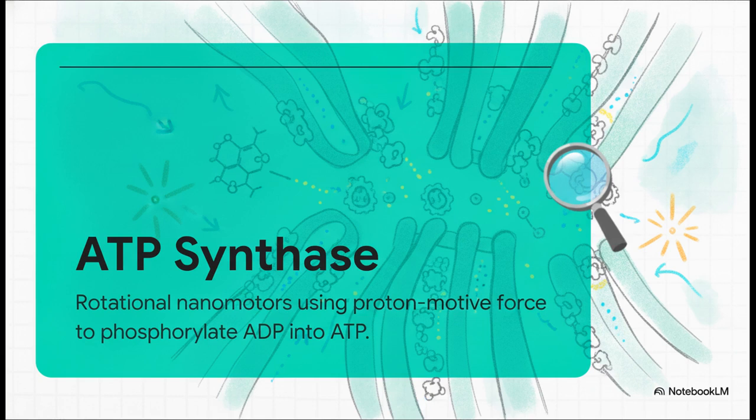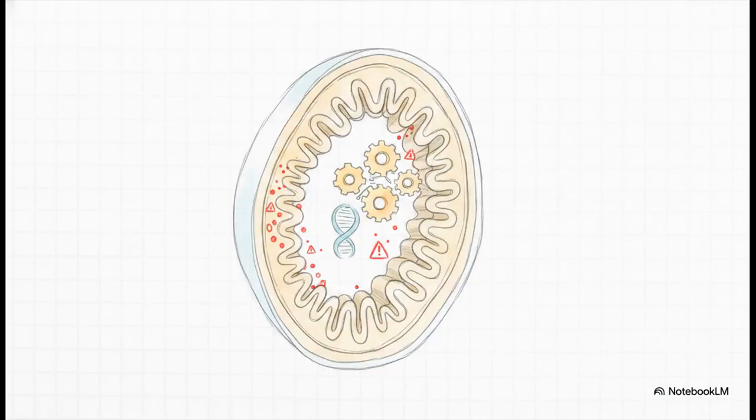ATP synthase are literal rotational nanomotors. They spin at unbelievable speeds, driven by a proton motive force, just churning out ATP, which is the fundamental energy currency of your entire body. Deep inside all those folds is a gel-like fluid called the matrix. The matrix houses the enzymes for the famous Krebs cycle, it breaks down fatty acids, and amazingly, it contains its own separate circular maternal DNA.